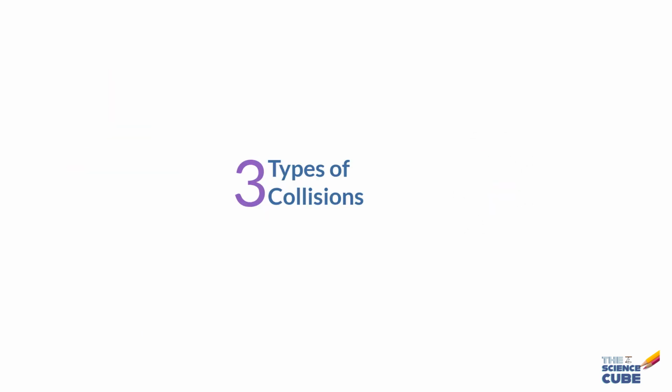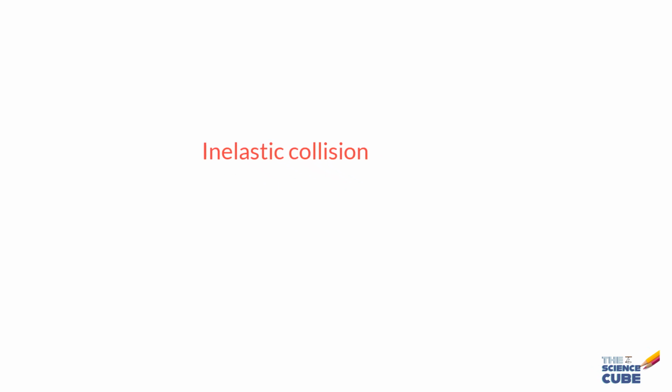So with this in the background, let us study 3 types of collisions and what happens to the momentum of the bodies under each type, with the assumption that there is no external force acting on the system. So the first one is inelastic collision.